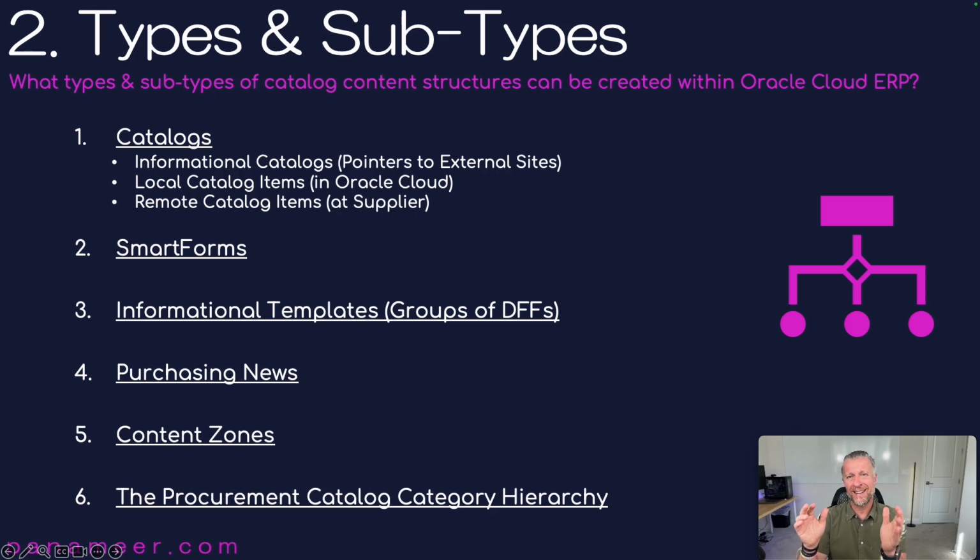And then lastly, we talked about the procurement catalog category hierarchy. This is taking an end state or level 1 category, the one you see on the requisition, and then adding browsing categories on top of that for multiple purposes, which could include, but are not limited to, reporting or driving accounting.